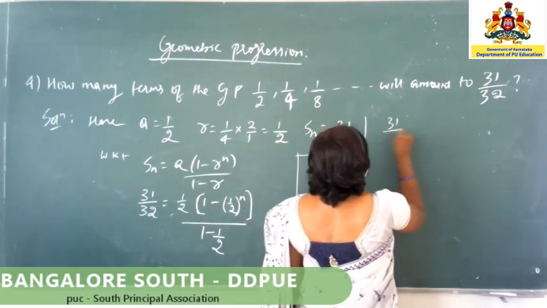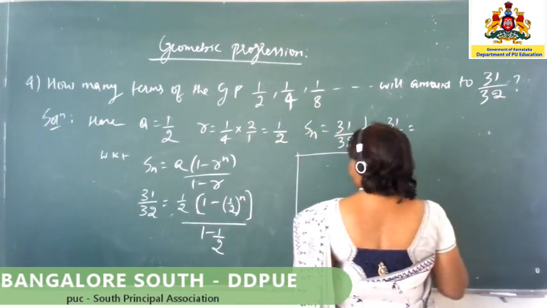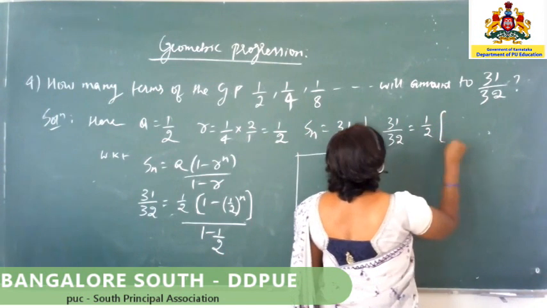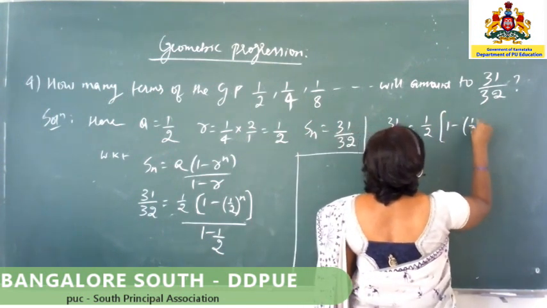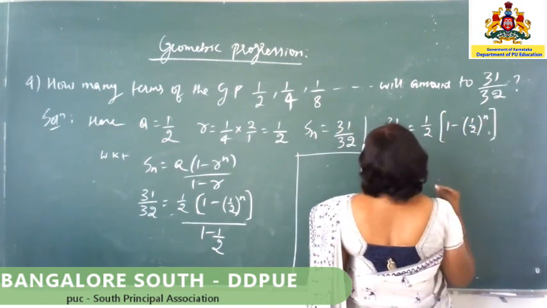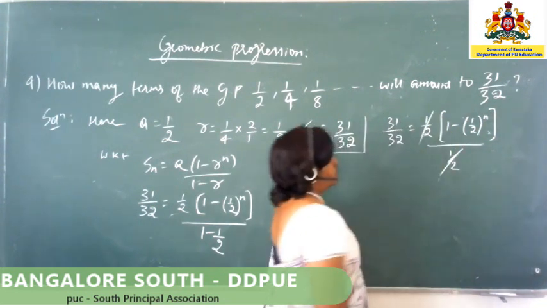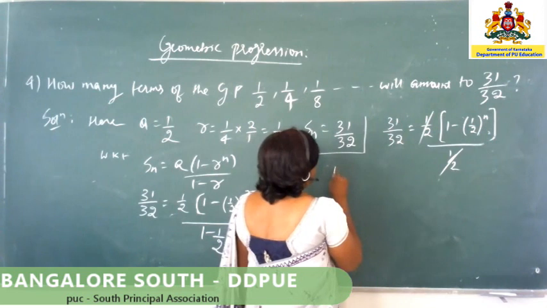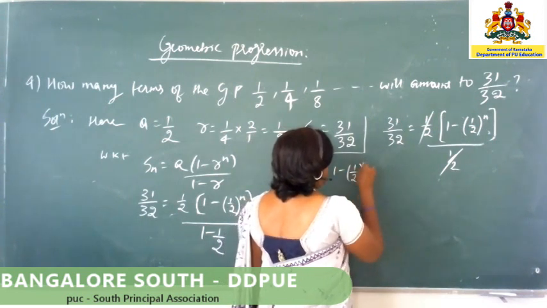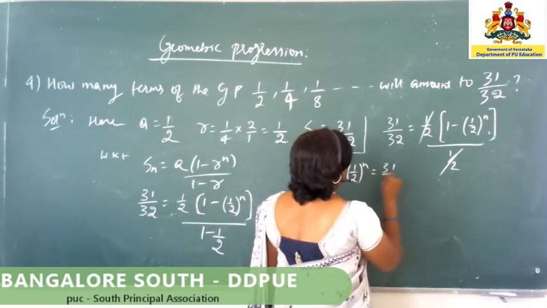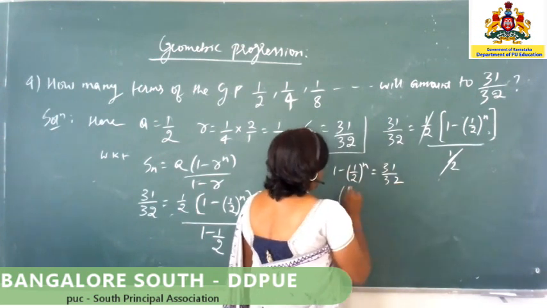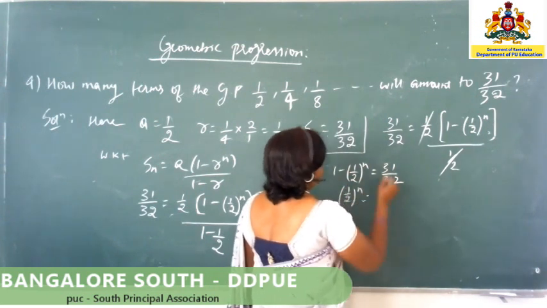So 31 by 32 is equal to 1 by 2 into 1 minus (1 by 2)^n divided by 1 minus 1 by 2, which is 1 by 2. So 1 by 2 will get cancelled. So 1 minus (1 by 2)^n is equal to 31 by 32. So (1 by 2)^n.